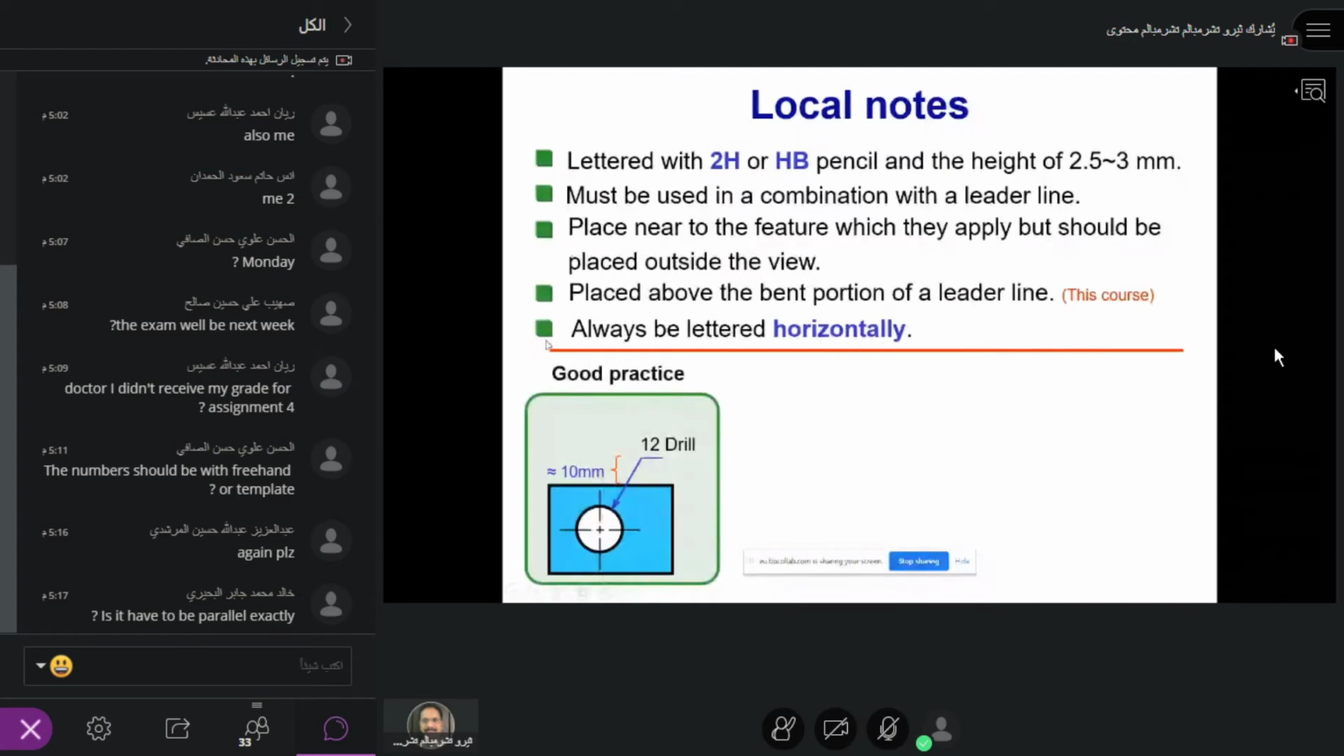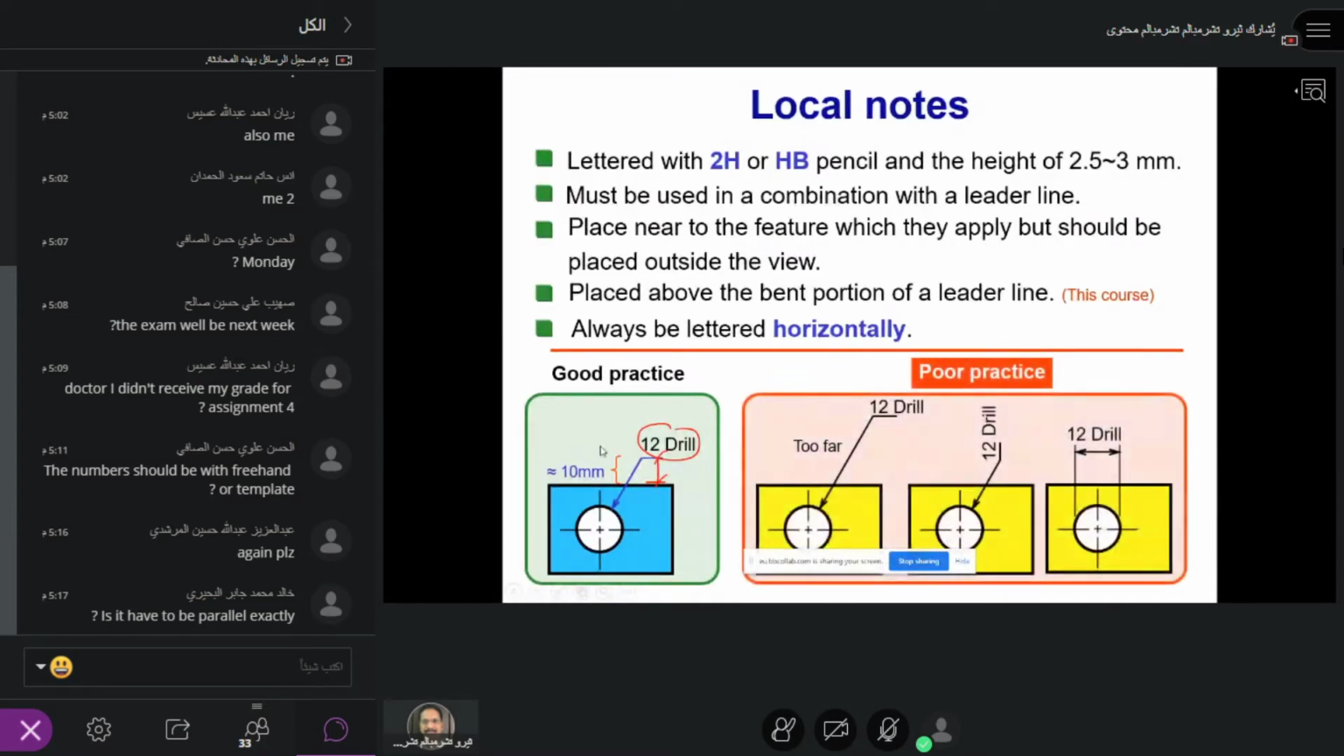All right, letters for local notes will be 2H or HB pencil. We have already discussed that. Height 2.5 to 3 mm. Good practice is to give some good gap before you write it. This is the good practice of writing the letters for local notes. And the poor practice, you see, is the gap is too far. Wrong.